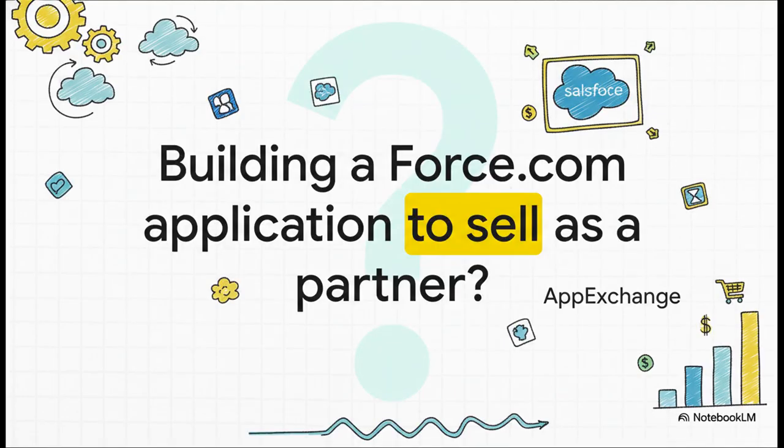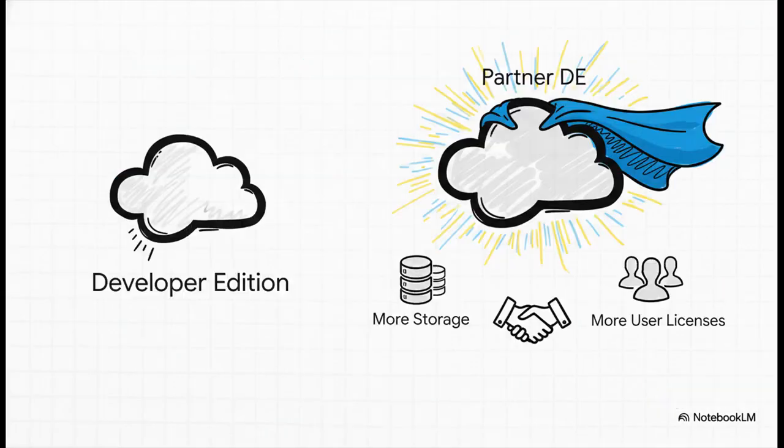And for our last scenario, let's say you're a partner, an ISV. You're not just building for yourself anymore. You're building a commercial application that you're going to sell to other people on the AppExchange. Partners can definitely start with a standard Developer Edition org, but they also get access to something special, the Partner Developer Edition. It's still free for partners, but it's like a supercharged version. It comes with way more data storage and a lot more user licenses, which is absolutely essential when you're building and testing a complex app that you plan to sell.